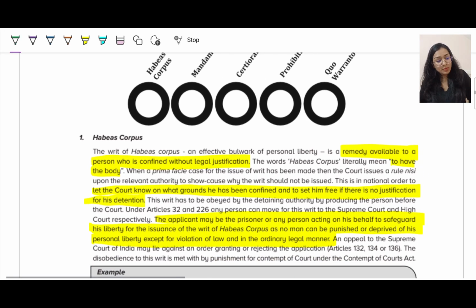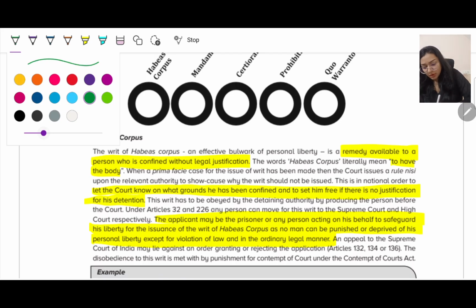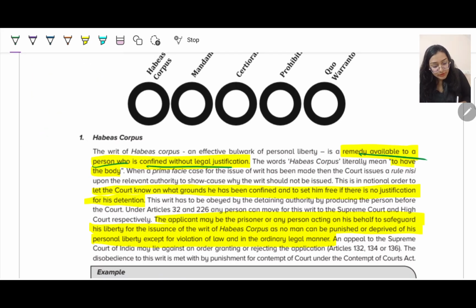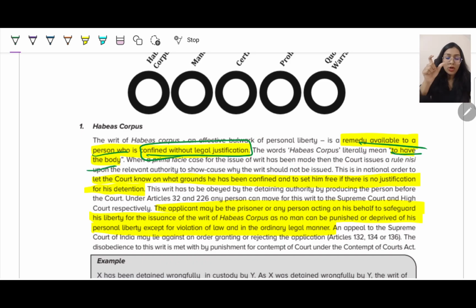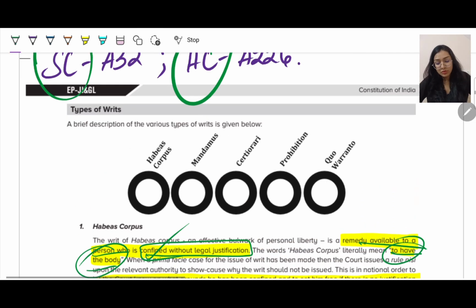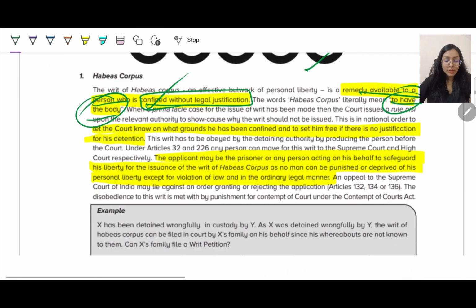Let's understand. Habeas corpus is a remedy available to a person who is confined without legal justification. I am not given any justification or reason why I am getting arrested. Then, "to have a body", this phrase has to be in your answer sheet if you get a question on habeas corpus or writ petitions. So habeas corpus means that if you are arrested or confined without any legal justification, then you can go to the Supreme Court or High Court and file your writ petition.